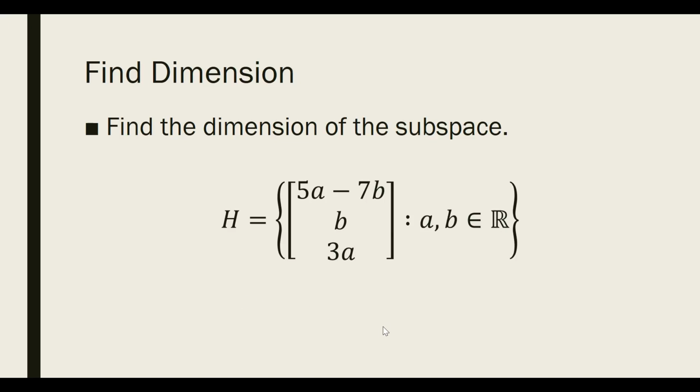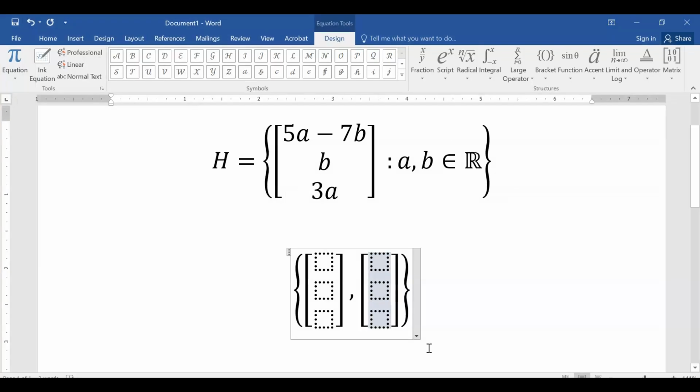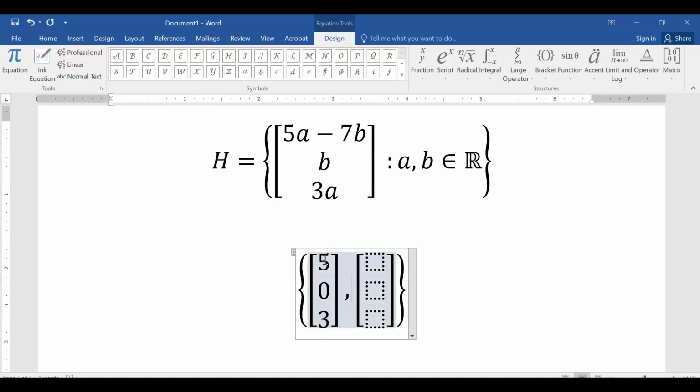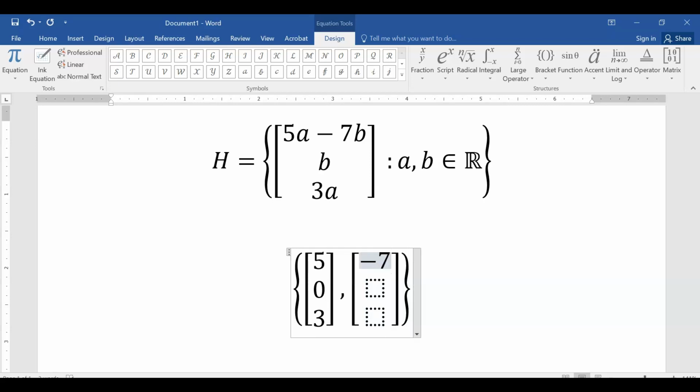All right, so hopefully you went ahead and did that. Basically what you do is you look at these variables A and B, and for A, think of putting in the number 1 and B putting in the number 0. You're going to get 5, 0, 3 as the coefficients of A. As the coefficients of B, you're going to get negative 7, 1, 0.